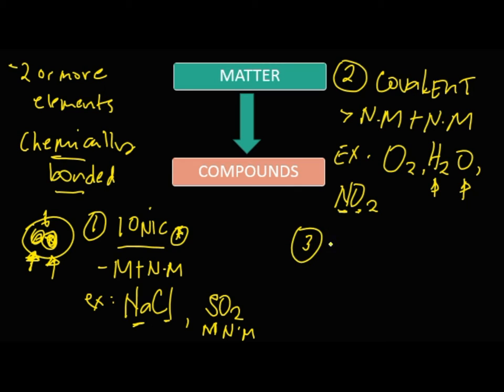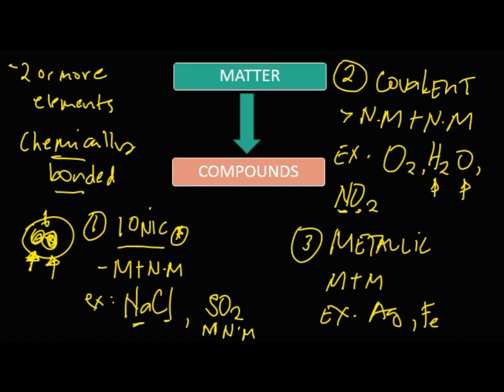The third one, and the last, is called metallic bond. Metallic bond occurs in metals. So this is a metal plus another metal bonding, like silver, iron, nickel. These three elements show metallic bonding, and it exists between a metal and another metal element.